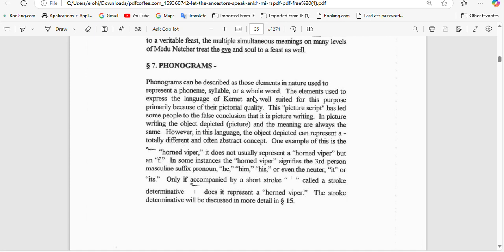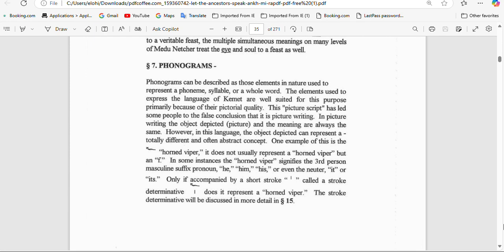Phonograms can be described as those elements in nature used to represent a phoneme, syllable, or whole word. The elements used to express the language of Kemet are well suited for this purpose, primarily because of their pictorial quality. The picture script has led some people to the false conclusion that it is picture writing. In picture writing, the object depicted and the meaning are always the same. However, in this language, the object depicted can represent a totally different and often abstract concept.